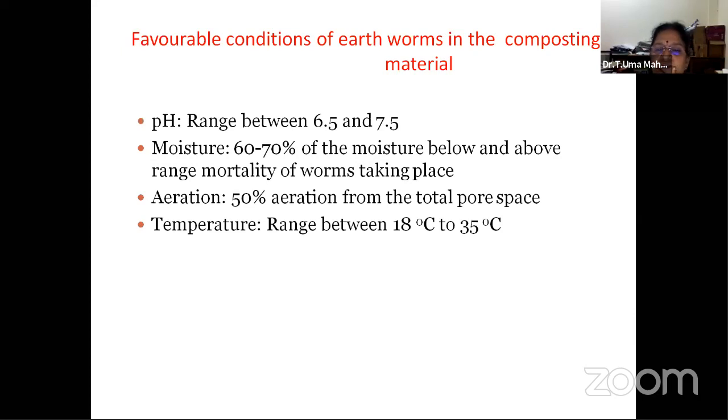Then the favorable temperature is always 18 to 35 degrees centigrade. That is why, in summer, we have to take care of the bed so that the temperature will not increase in the bed above 35 degrees centigrade. So these are all the important points we have to maintain. Remember this when you go for the process of production.